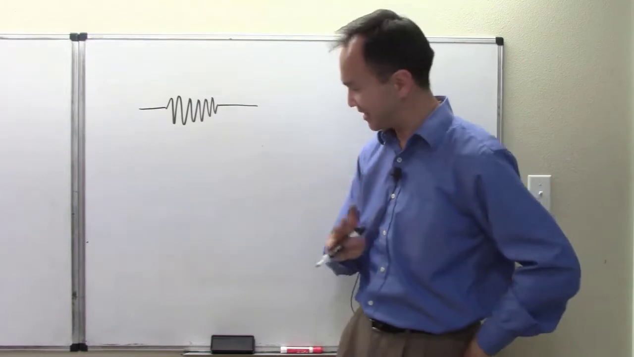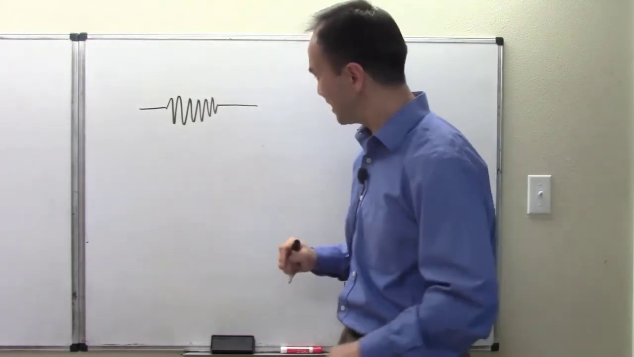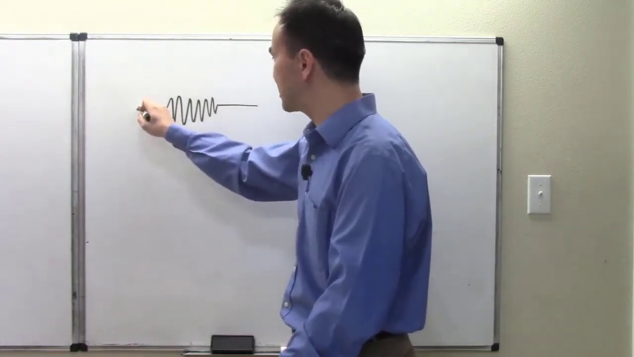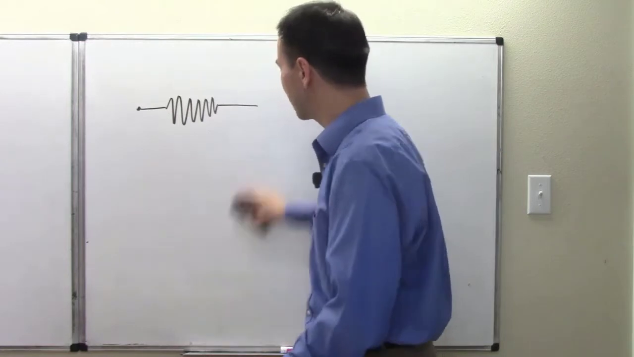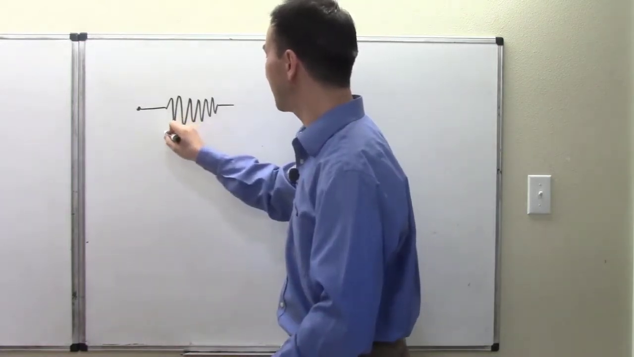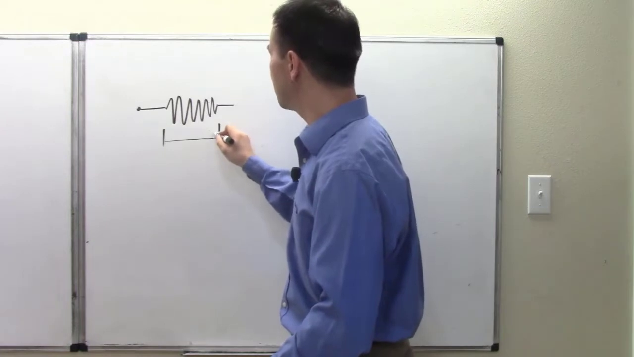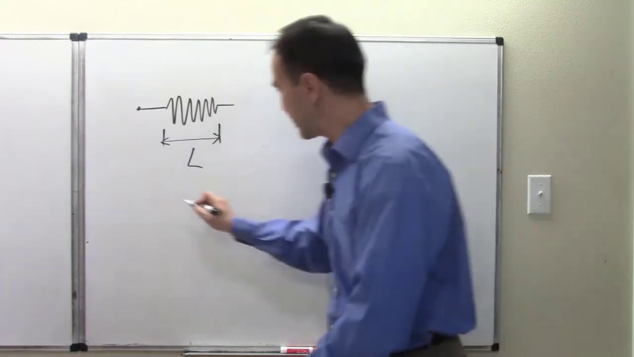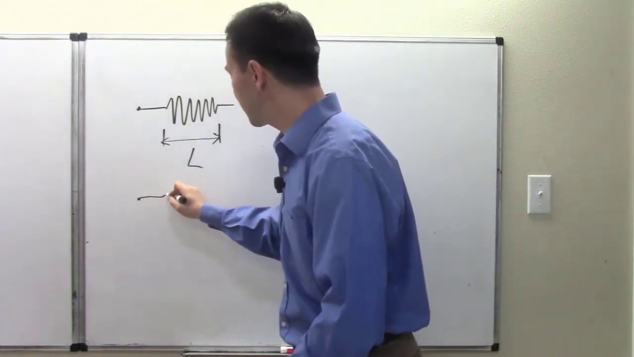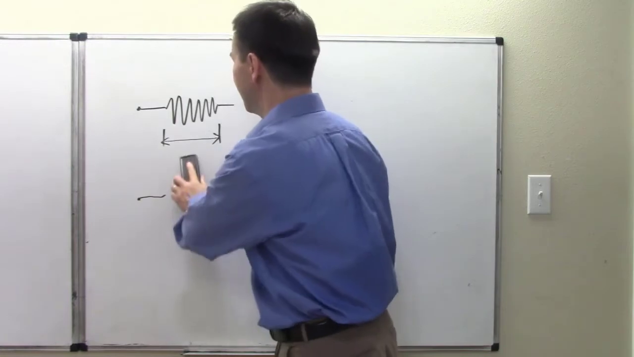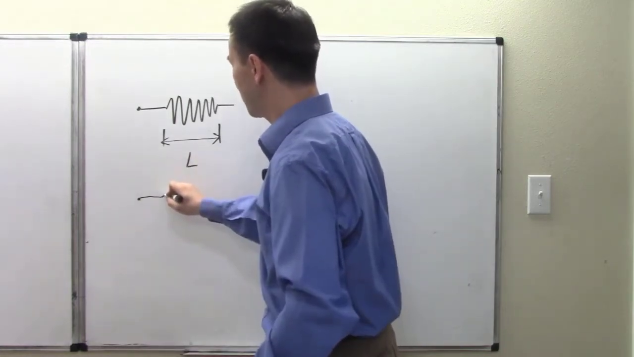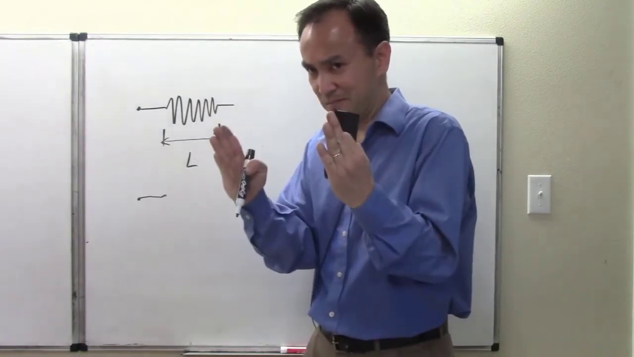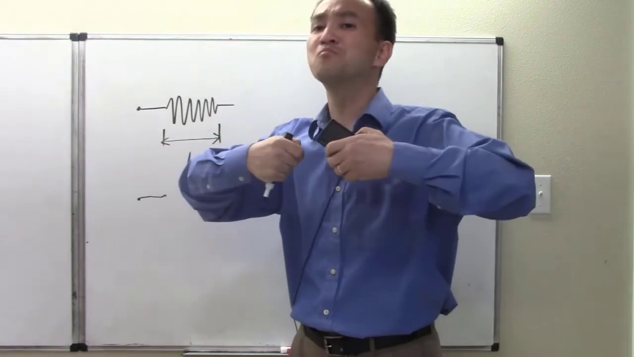So anytime you're looking at a spring, there's a natural thing about the spring: any spring has its natural length. The length is from here to here. Any spring has its own natural length, let's say any length L. That's just the way the spring is, it stays in its natural length. But if you want it to be longer, then you have to pull it out.